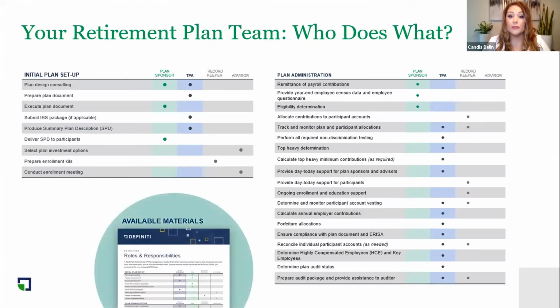We have some available materials on our website. I'd encourage you to take a look. This is a chart of who does what. So as you can see, plan sponsor, TPA, which is us, your record keeper, and your advisor. It goes down a list from initial plan setup all the way through your plan administration. And if you have any questions, feel free to reach out to your plan consultant.